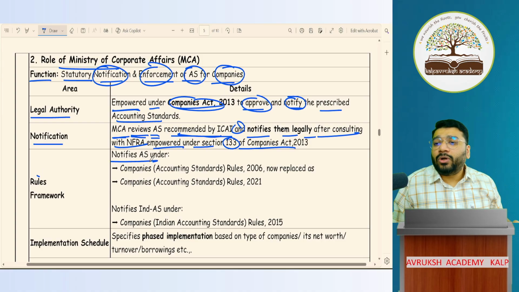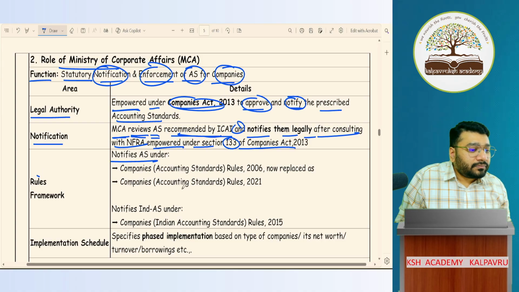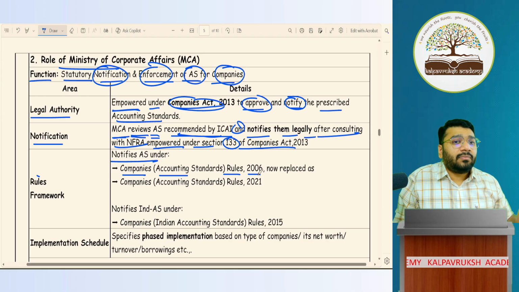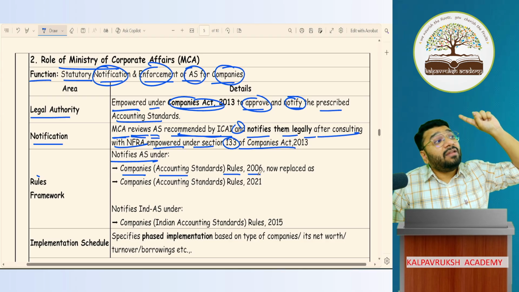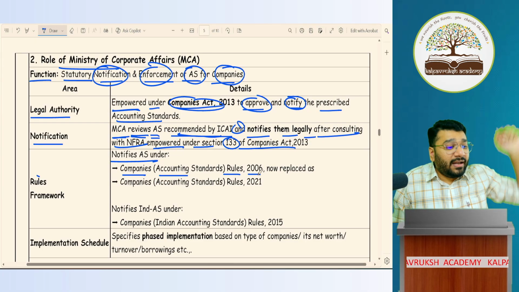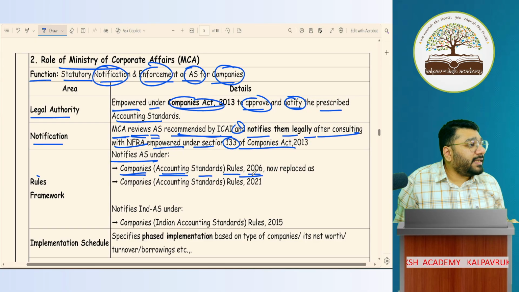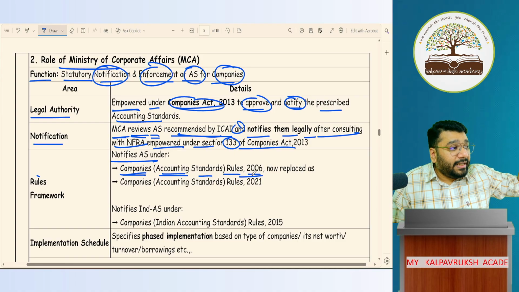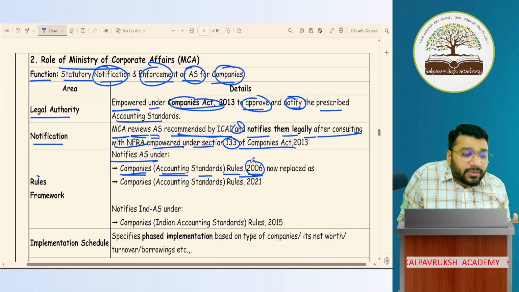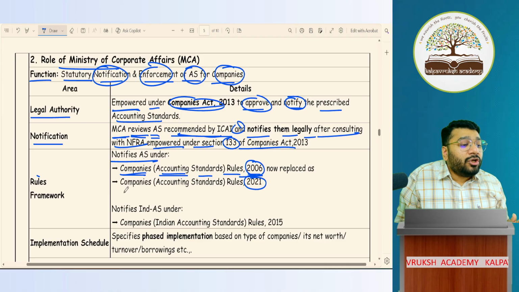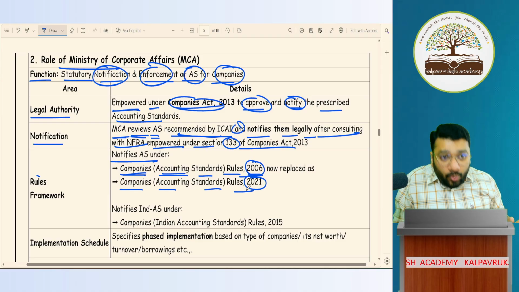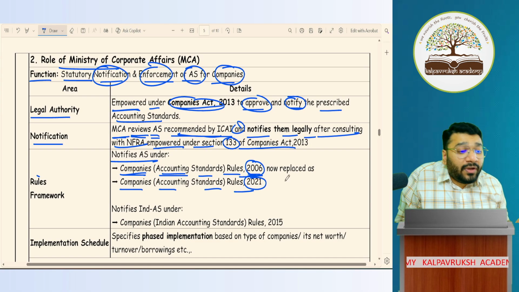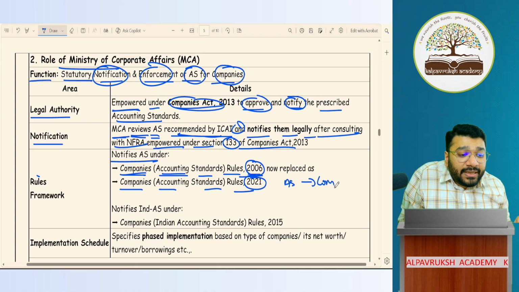Now, where does MCA notify this? Under Companies Act 1956, the notification was given under Companies Accounting Standard Rule 2006. Now, Companies Act 1956 is scrapped and replaced by Companies Act 2013. In Companies Act 2013, this 2006 is replaced with 2021. So in Companies Accounting Standard Rule 2021, this is the place where you can see the notification given by MCA for the applicability of accounting standards for companies.